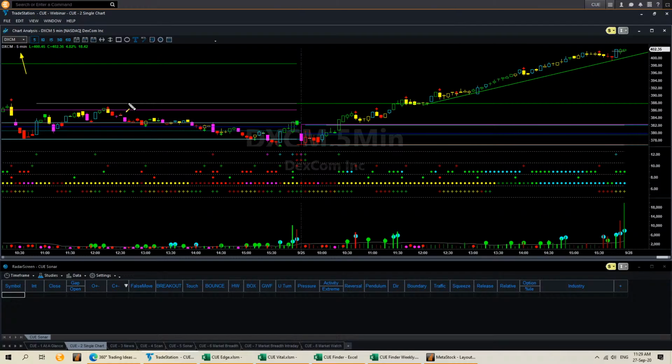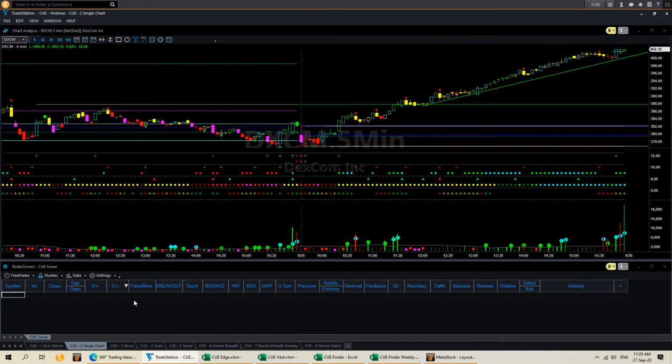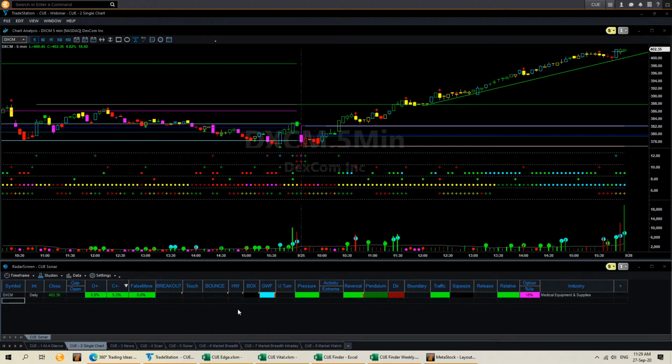You could use Q Finder, or if you use QElite, you might put your list of stocks in the radar, and you could, okay, now it is not showing. It is showing it in QElite, it is showing as bullish flow and bullish pressure. That might help you identify the buy setup.